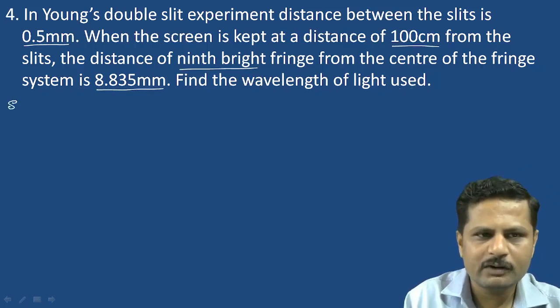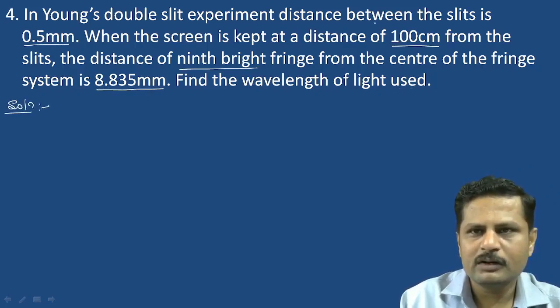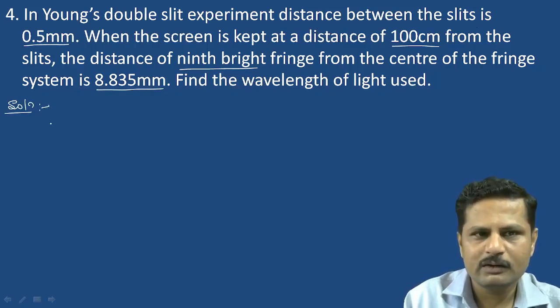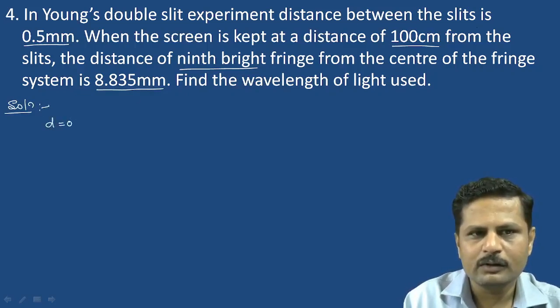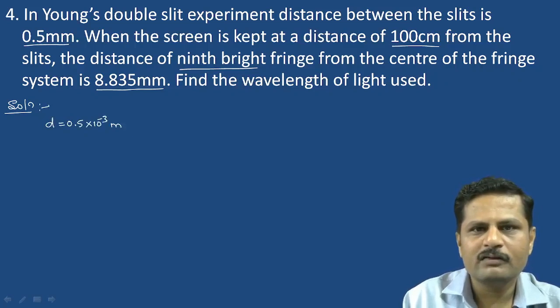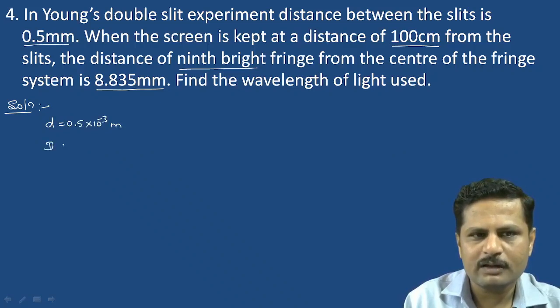Let me write first the given data. In Young's double slit experiment, the distance between the slits is represented by the letter small d, that is small d equals to 0.5 millimeter. Milli means 10 to the power minus 3 meter. When the screen is kept at a distance, that is the distance between the screen and the slit, capital D, equals to 100 centimeter. 100 centimeter is nothing but 1 meter.